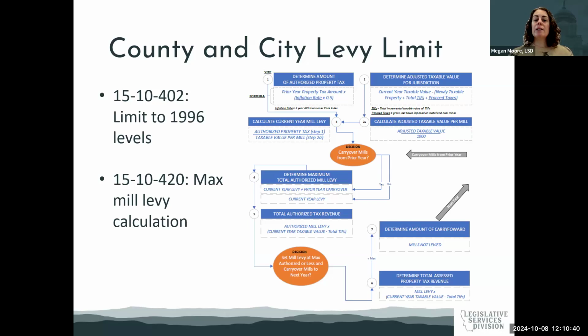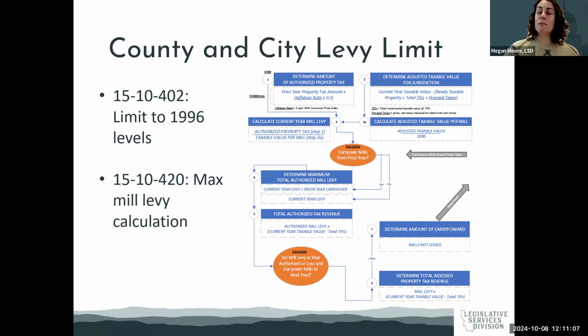The reason it's preliminary is because there is a provision that allows for carryover of unused mill authority to a future year. So I'm in the circular decision box in the middle there in orange, and at this point, the local government determines whether they have carryover from a prior year, and in step 4, if they do have that, they would add it to the preliminary mill levy that they calculated to get the current year levy.